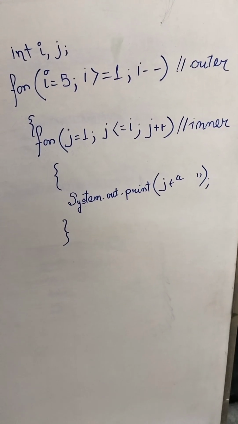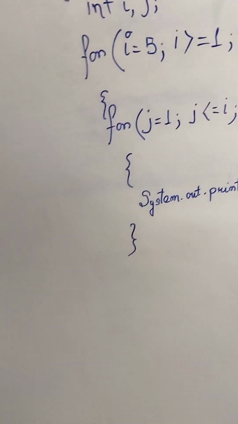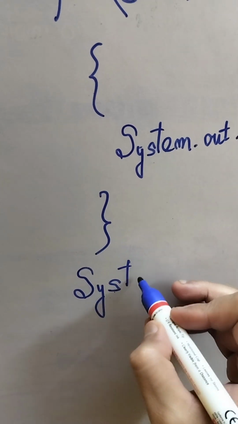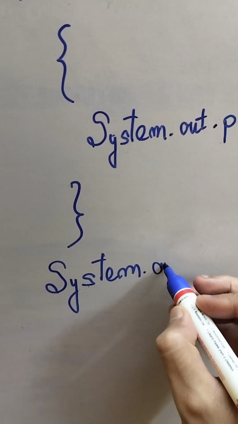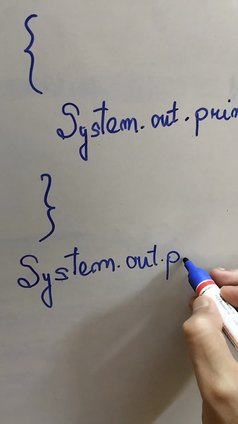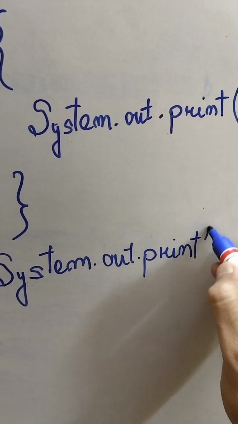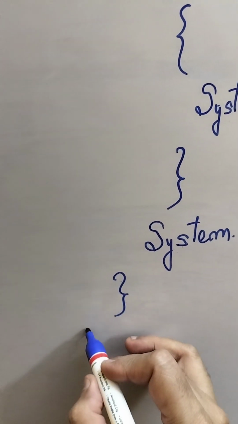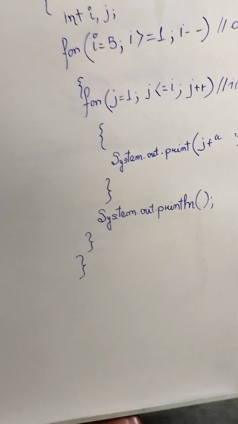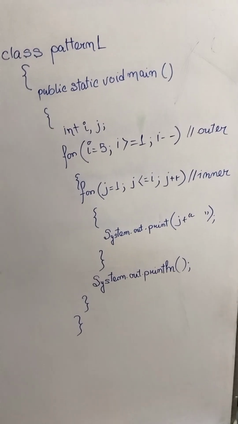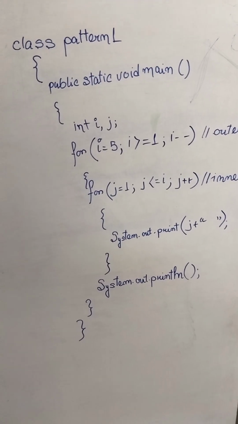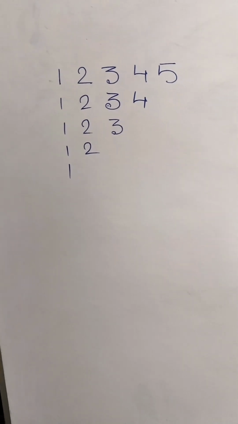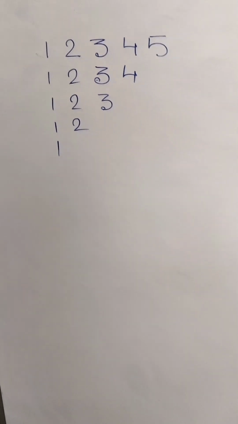System.out.print(j). Now I have to print System.out.println. Close the main bracket, close the class bracket. Okay, this is the program, this is the coding of the pattern 1 2 3 4 5, 1 2 3 4, 1 2 3 and 1 2 1.